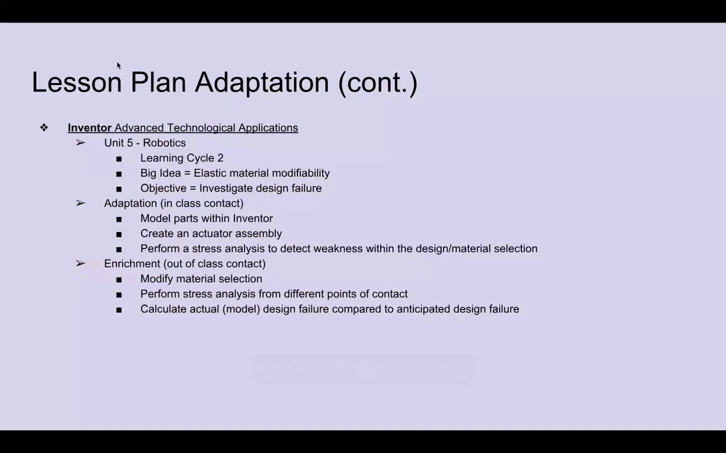In the enrichment part out of class, we can modify material selection and perform stress analysis at different points of contact. For example, instead of front loading, we can put the weight-bearing load in the middle or in the back, and then calculate the actual model design failure compared to the anticipated design failure. This is a good activity to have students write up what they think will happen, write up what has happened, and then a reflection piece. So some literacy assignment can be embraced in this.